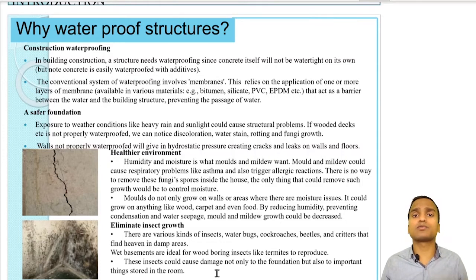The only thing that could remove such growth would be to control the moisture. Okay. So these molds do not grow on the walls or on the areas where there is less moisture. Okay. So it can grow very easily if there is moisture, whether it be the wood or maybe the carpet, or even if it is the food.